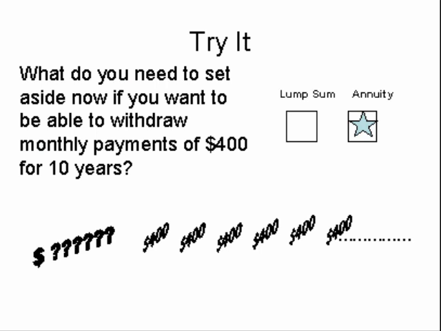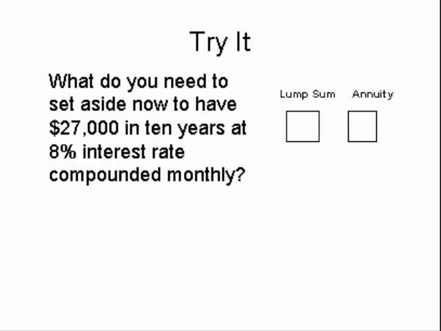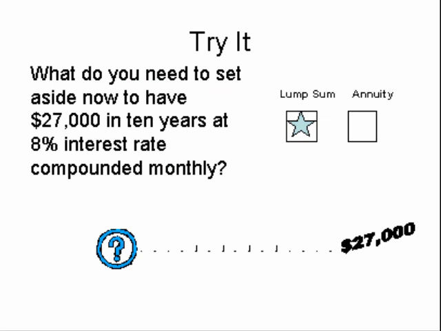That's right, you have an annuity problem. You'll be using the annuity tables to solve this. You don't know what you start with, but you know there's going to be payments over time. Try this one. That's right, you have a lump sum. You're going to set aside something, and it needs to grow to your target of $27,000, but there won't be payments in between.